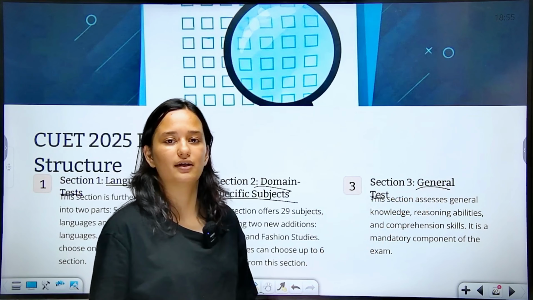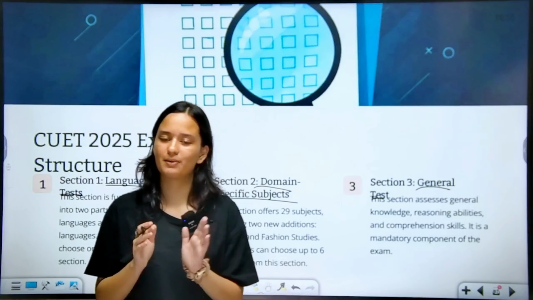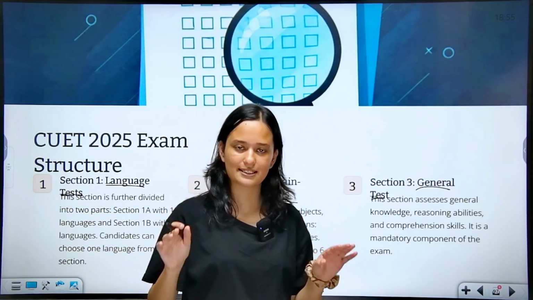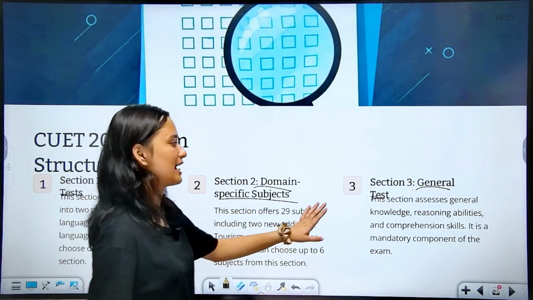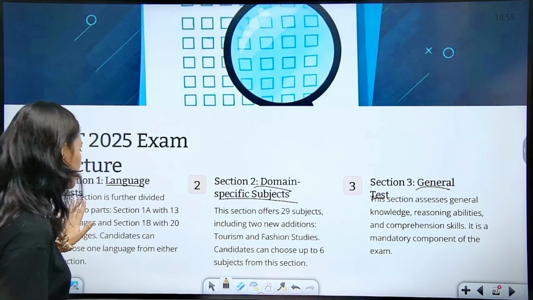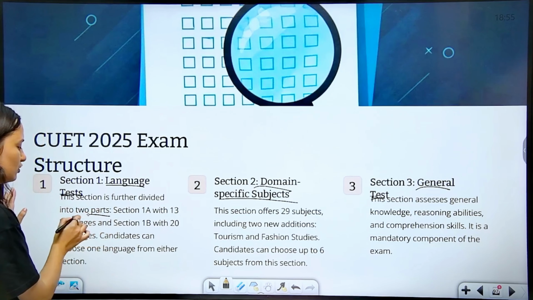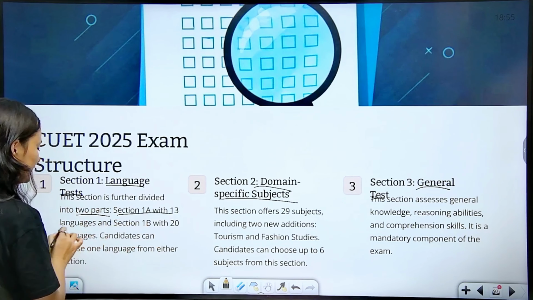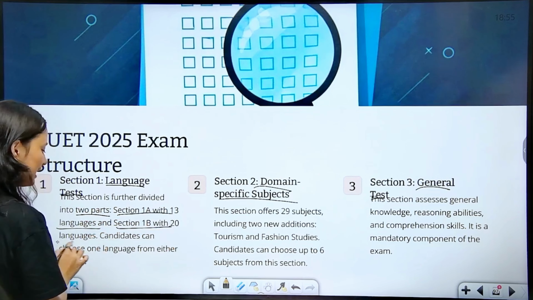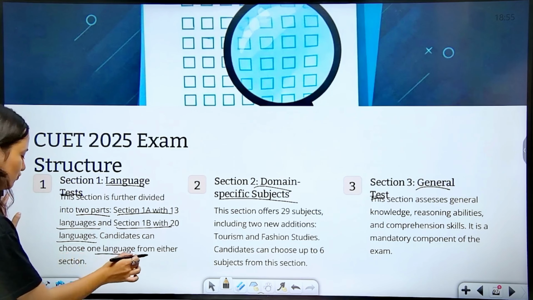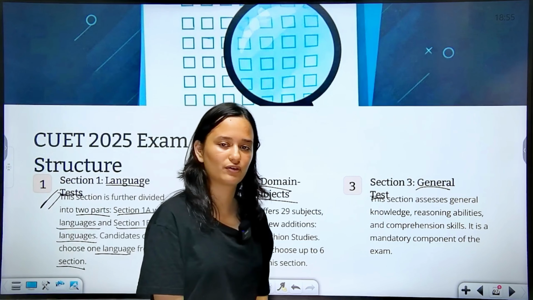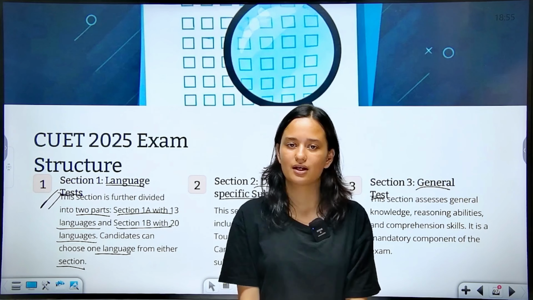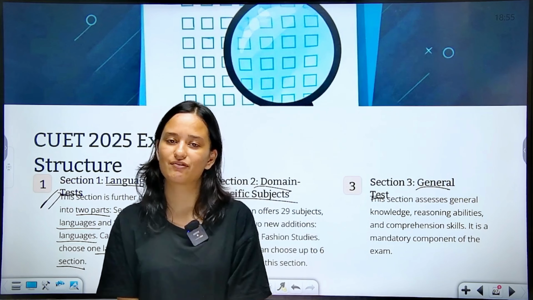In CUET, you have to give many small tests, and all these tests are divided into 3 domains. That is the language tests, the domain-specific tests, as well as the general tests. In the language tests, this section is further divided in 2 parts. Section 1A with 13 languages and Section 1B with 20 languages. Candidates can choose one language from either section. This is a very mandatory test. If you want to gain admission into any central or state university, you must give a language test.